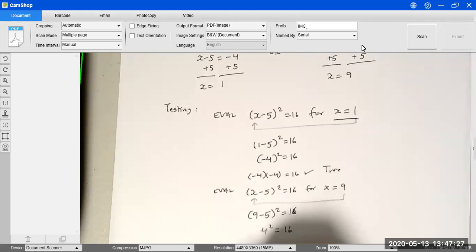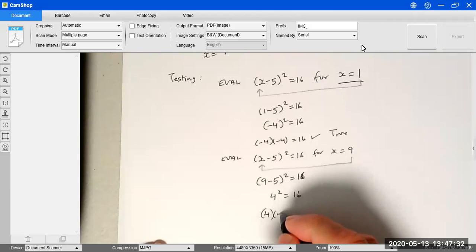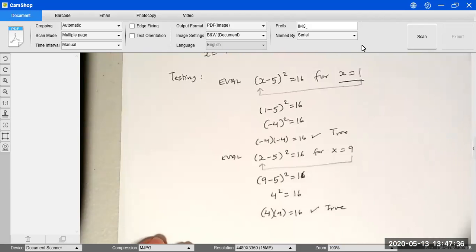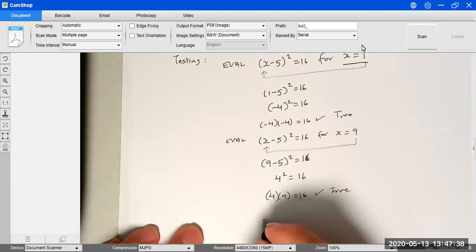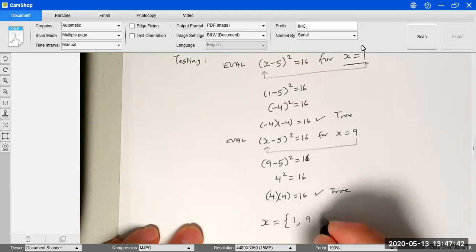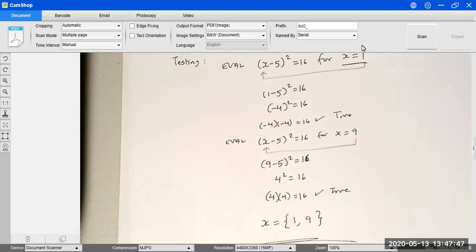4 squared is just 4 times 4, and 4 times 4 is 16. So this is also true. That means that both x equals 1 and x equals 9 are solutions for this quadratic equation.